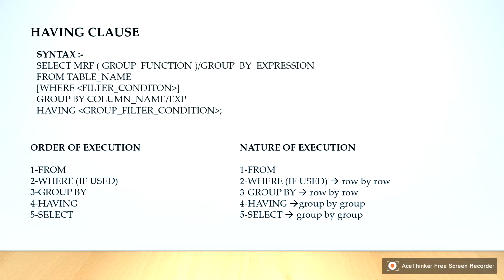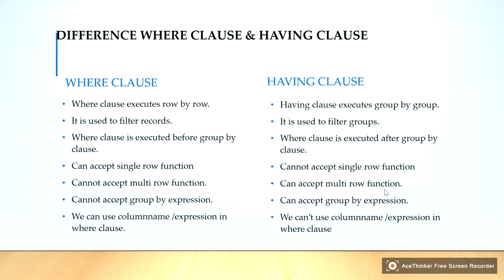Order of execution: from clause will execute first, then the where clause will execute if it is used, then the group by clause, then the having clause, then the select clause. Finally, select clause will execute. So here the nature of execution is: from, then where clause will execute row by row, group by clause will execute row by row, having clause will execute group by group, select clause will execute group by group. You can see that after execution of group by clause, any clause that executes after group by clause executes group by group.